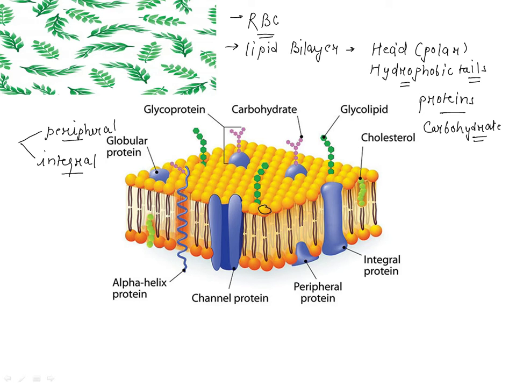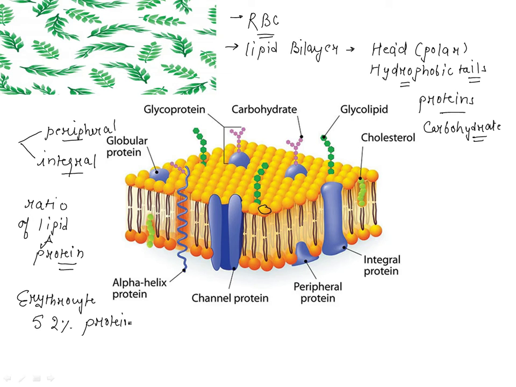However, the ratio of lipid and protein differs. You can give the example of the erythrocyte, where 52% protein is present and 40% lipids. So this ratio differs from cell to cell as per the cell types.